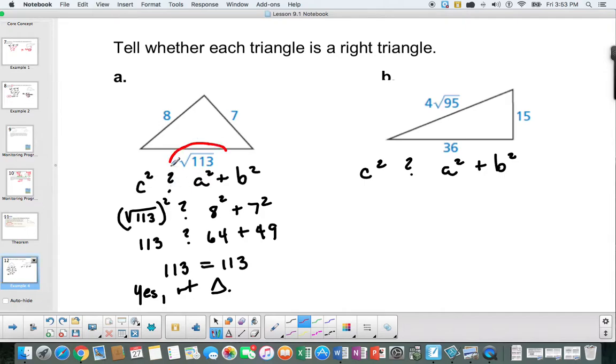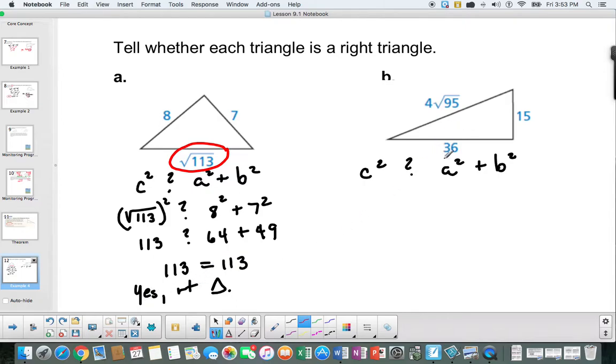But I do know this is the biggest number. That number is 10 point something or other. So you always put the biggest number into the c spot, and then it doesn't matter about the other 2 numbers. I get 113 when I square it. After I square these and add them together, I get 113. When these are equal to each other, we say, yes, it's a right triangle.